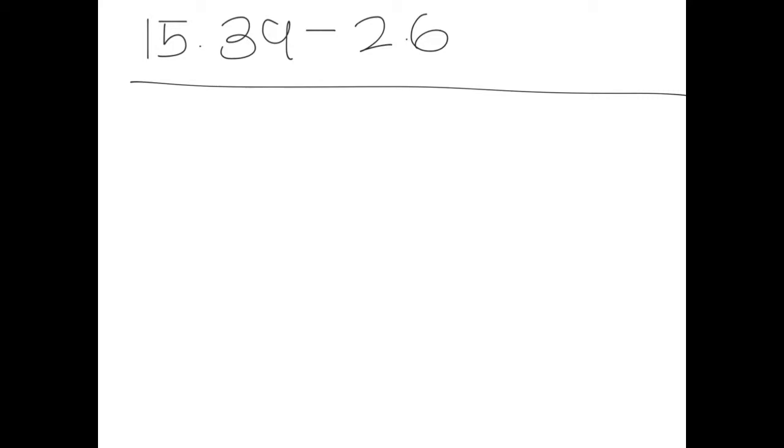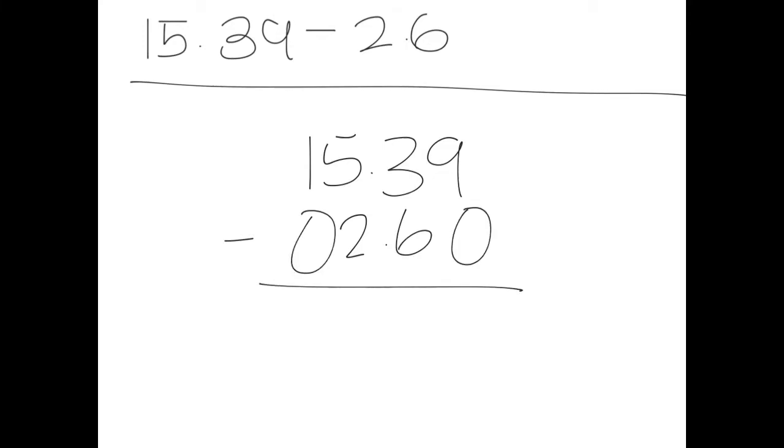First, you write the problem, so it'll be 15.39 minus 2.6. Line up the decimals, add your placeholders, then you subtract like normal. 9 plus 0 is 9. You can't do 3 minus 6, so you have to borrow from the 5.